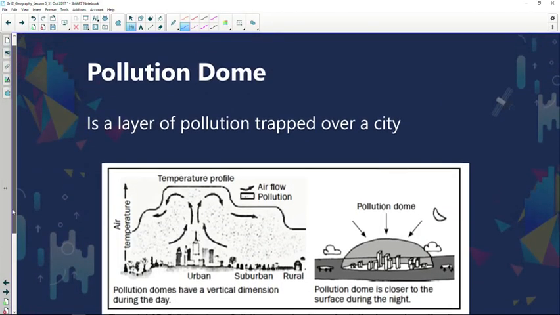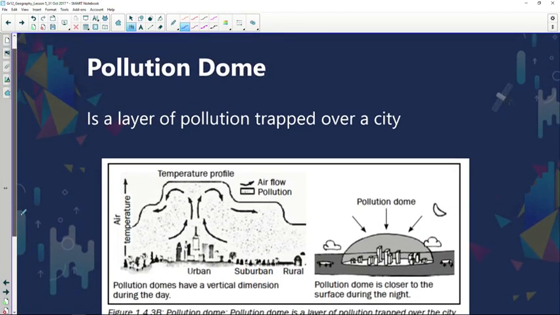Okay, and because this pollution can't basically escape. And another reason why it can't escape is because there's less radiation. Why? Because we experience winter. The insolation is not as intense during winter months in South Africa like it is in summer months. So it intensifies during the winter months. Now, because during winter, basically what happens, we experience a pollution dome.